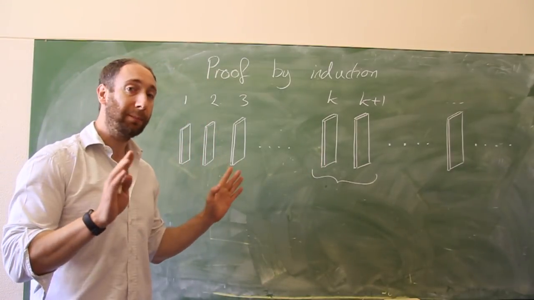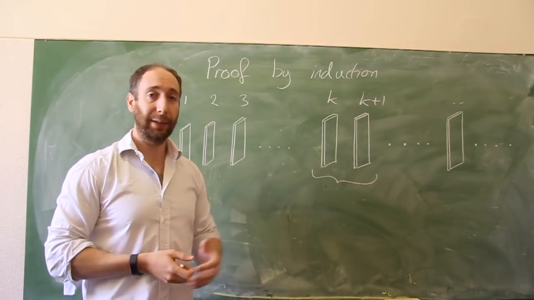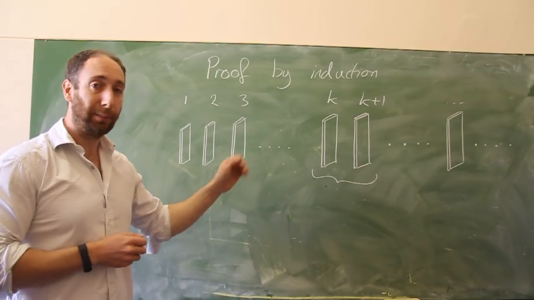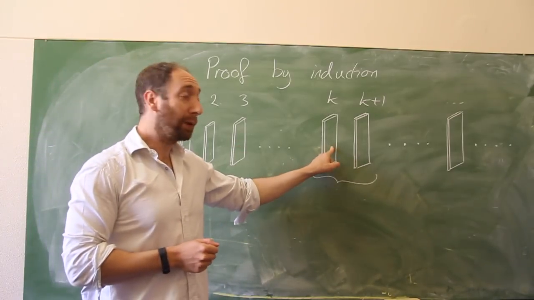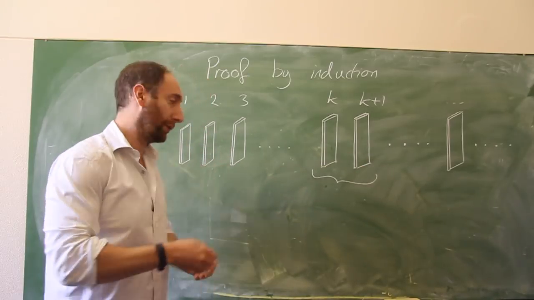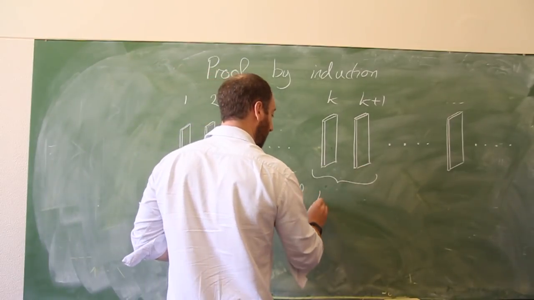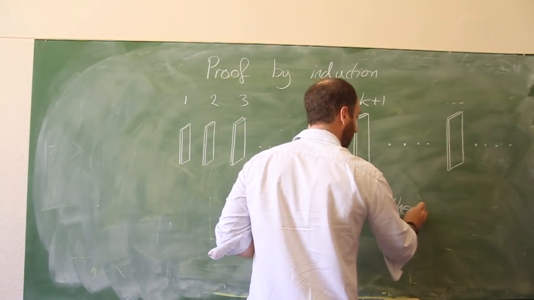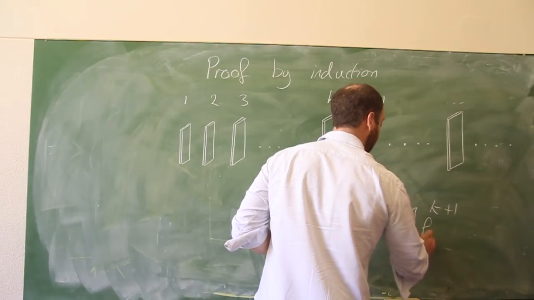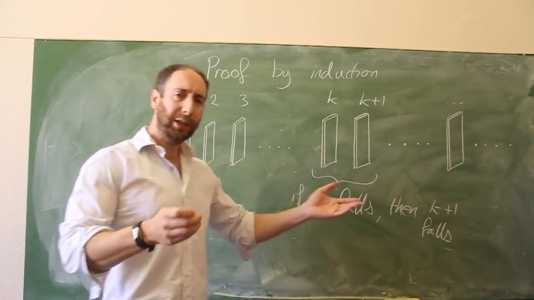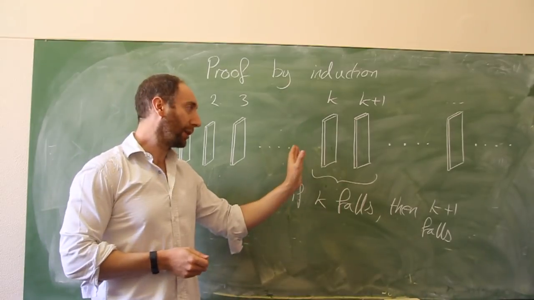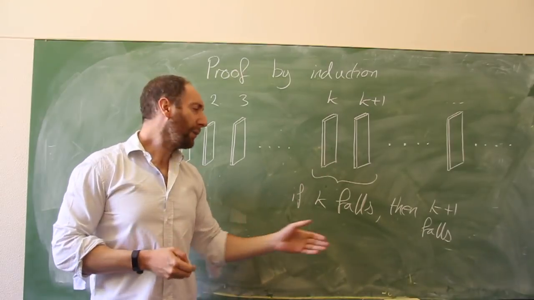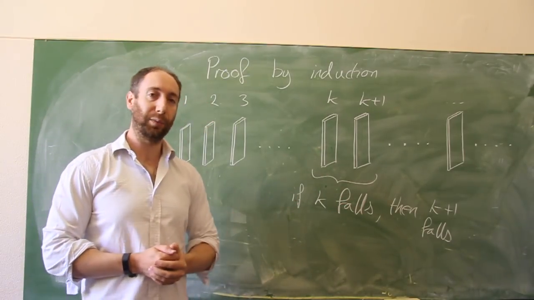We need to ask the question, for some k, and k could be any k anywhere along here, it's not a particular value of k, it's for any value, any domino along here. Okay. If this one falls, then this one falls. So if k falls, then k plus 1 falls. Okay. And we do that by looking at the physics of dominoes. We look at the interaction between one domino and another. And we can say, okay, that's true. If k falls, then k plus 1 falls.